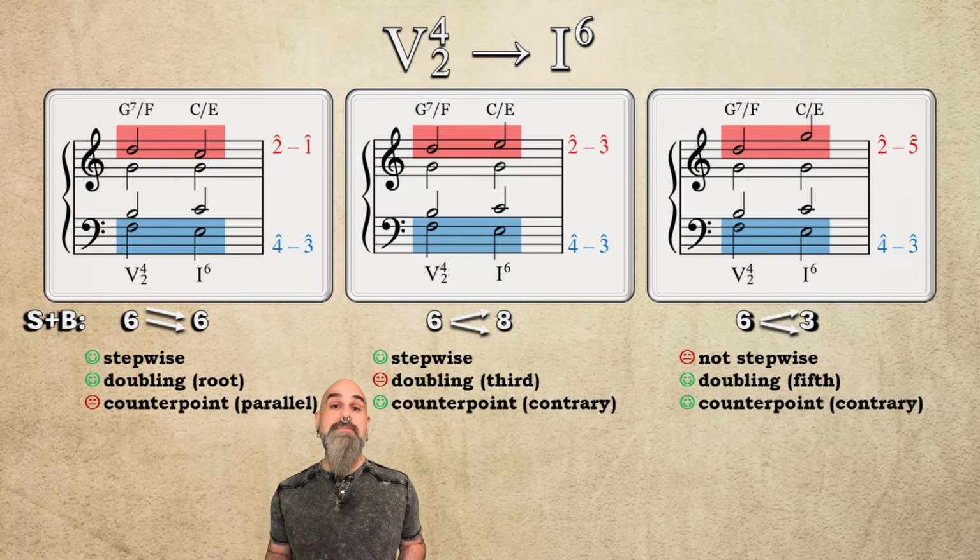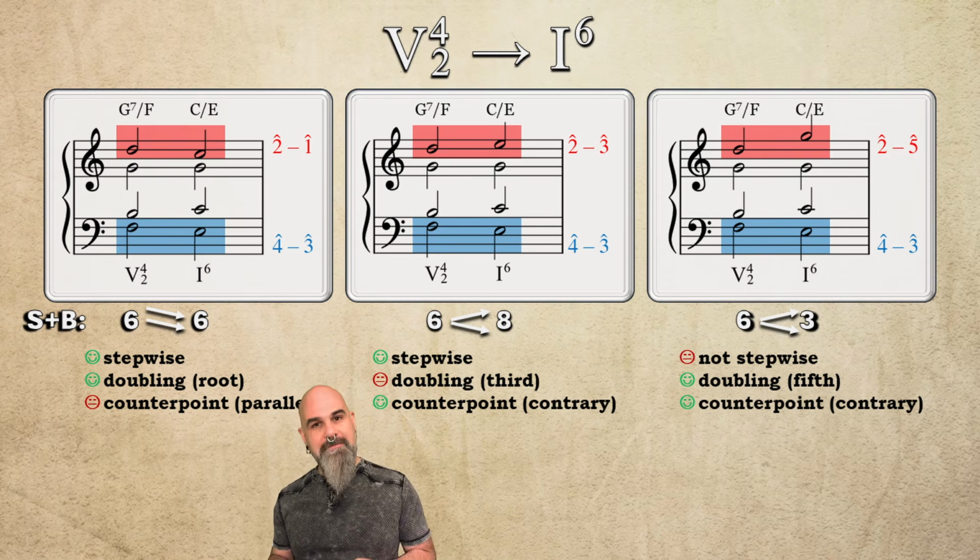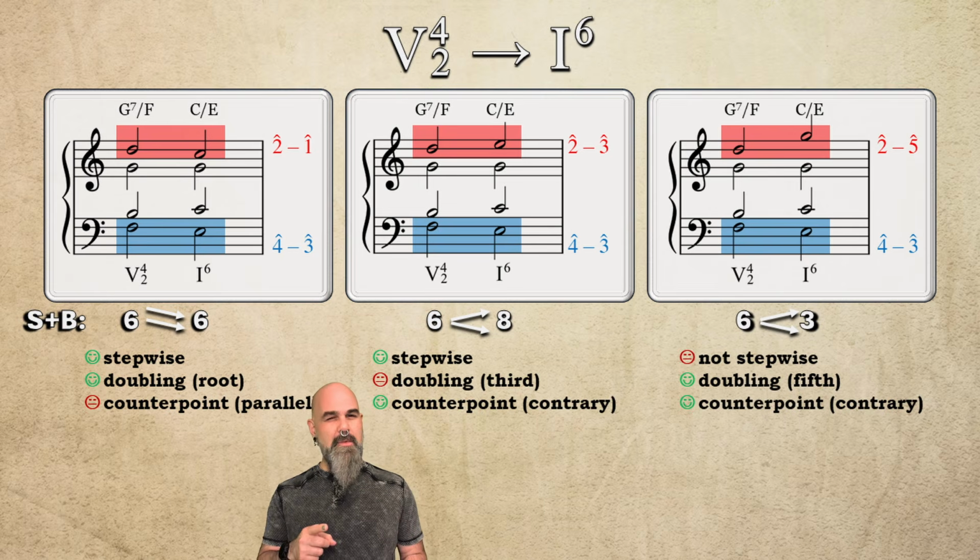Now, none of these are actually mistakes. Parallel 6, doubling the third of a 1 chord, and using an occasional leap are all perfectly fine. They're just usually the less preferable option. Since all three choices have strengths and weaknesses, composers choose the option that best connects with the chord that comes after the 1-6 chord. We'll see how that works in a minute.